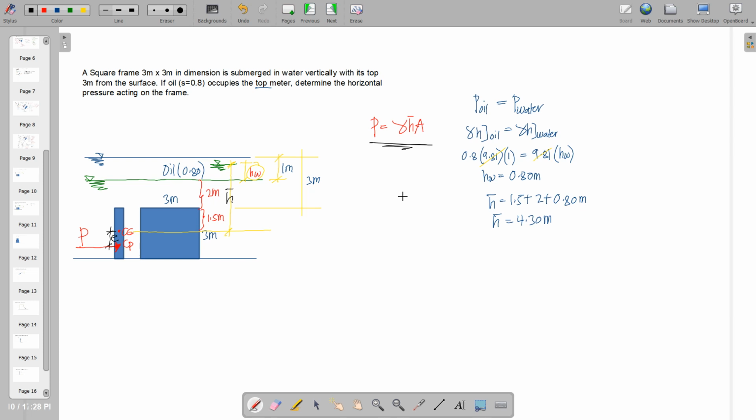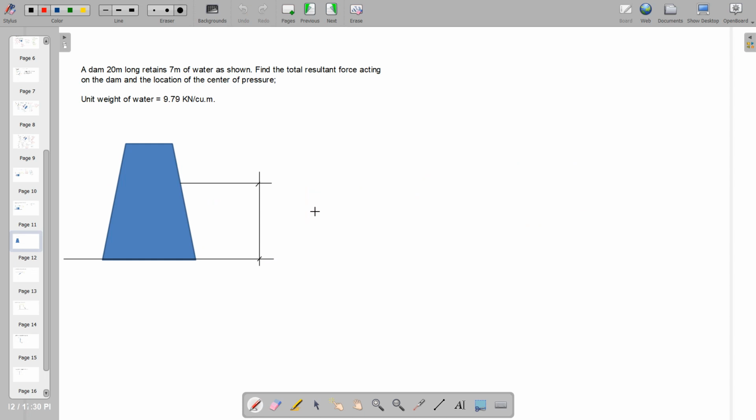We now work with this formula. P is equal to gamma of water times the computed h bar times the cross-sectional area of the gate, which is 3 by 3. So P can be easily computed and will equate to 379.65 kilonewtons. Okay, so that's it for this problem. Moving on to the next problem.